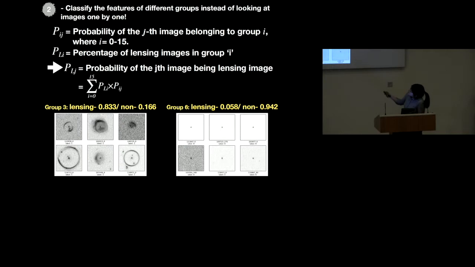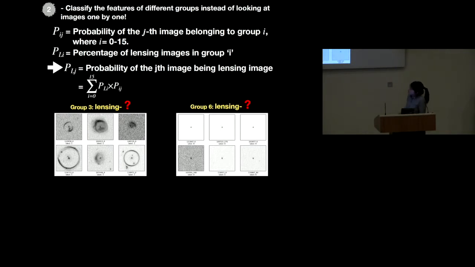So here is a method that I use to calculate that. This is the probability of an image belonging to this group, and each group has a percentage of lensing in it. Because we are doing unsupervised machine learning, of course we won't know how much percentage of lensing is in each group.